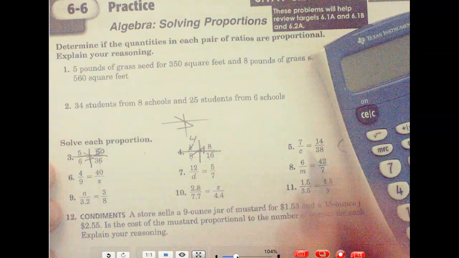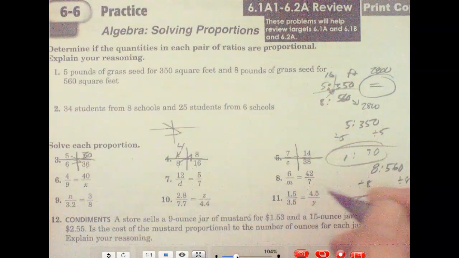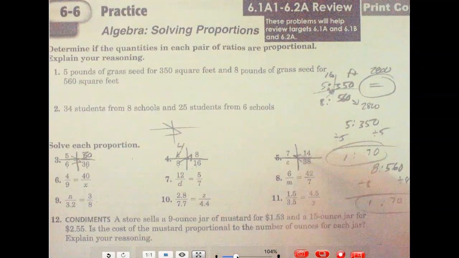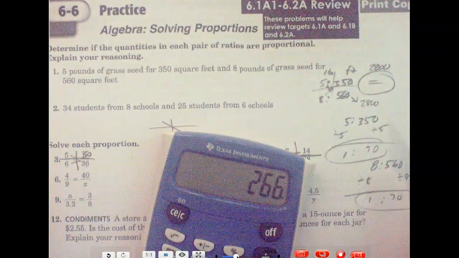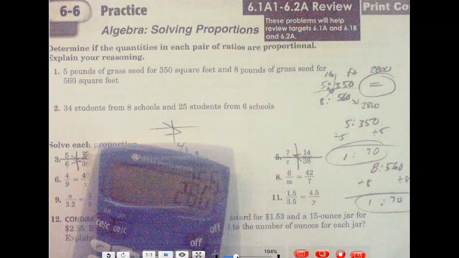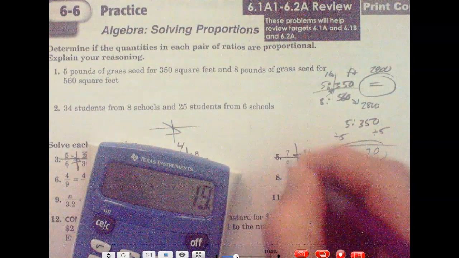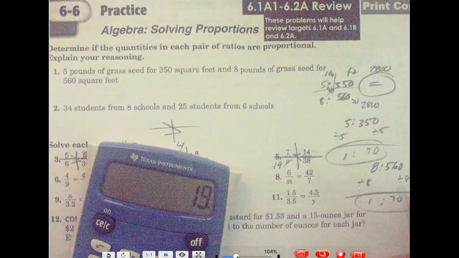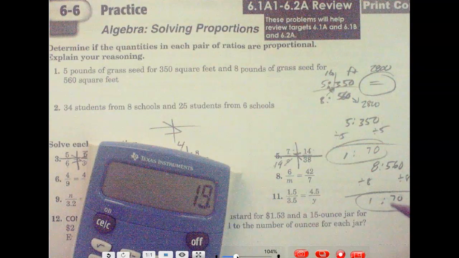All right, now kids freak out. What do I do with number 5? We can't have a number down at the bottom. It doesn't matter where your number is. We can find it either way. So let's multiply diagonally and then divide. So we'll do 38 times 7, and then we will divide that by 14. Looks like 19. So 7 is to 14 as 19 is to 38. Or 7 out of 19 is like 14 out of 38. Good to go.